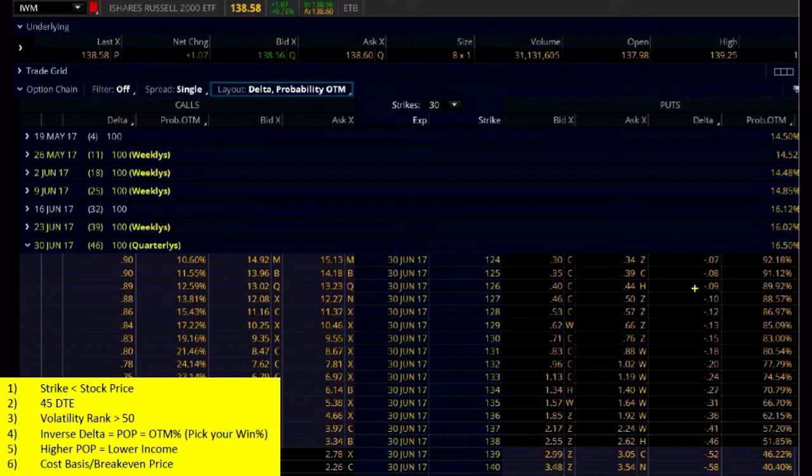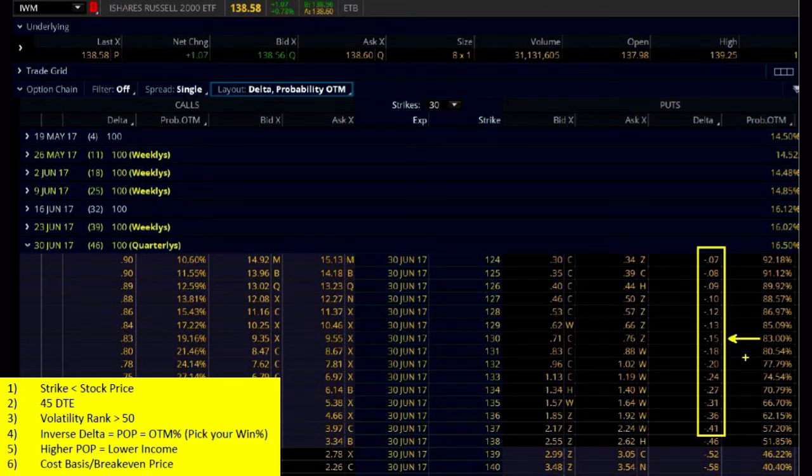If I want to have a 90% chance of making money, I'm going to sell the 10 delta, right? That's how I pick my win percentage. If I want to have an 80% chance of making money, I'm going to sell the roughly 20 delta. And you see, again, it gives me roughly that 80% chance of making money. Again, it's a shortcut, so it's going to be close. So that's how we pick our win percentage when we sell puts. All we do is we look at the delta, subtract it from 100, and that'll give us our chance of making money. We get to pick our win percentage.